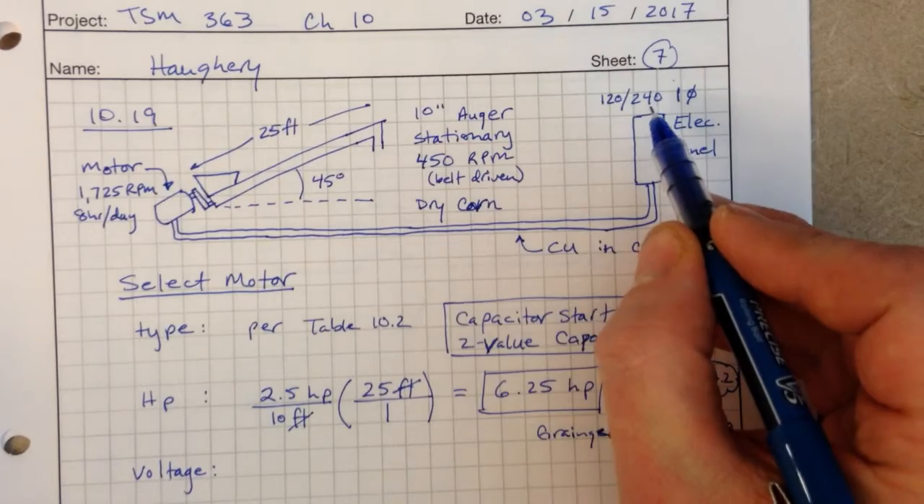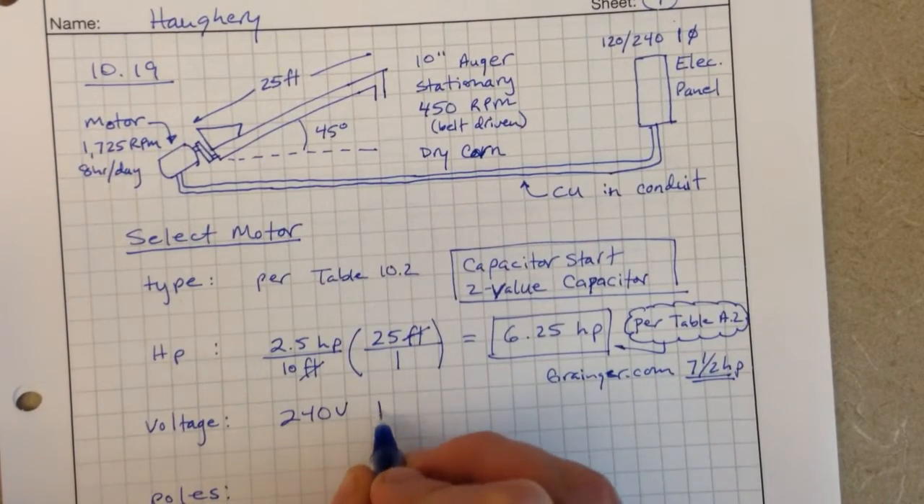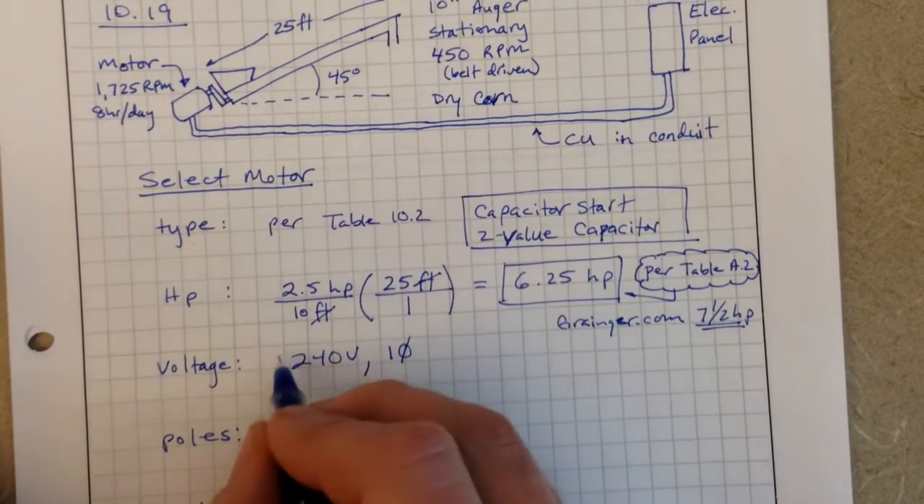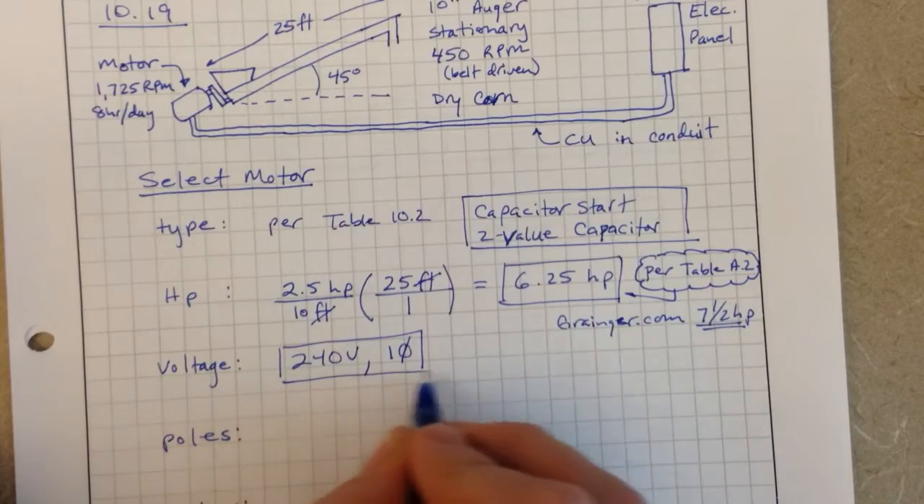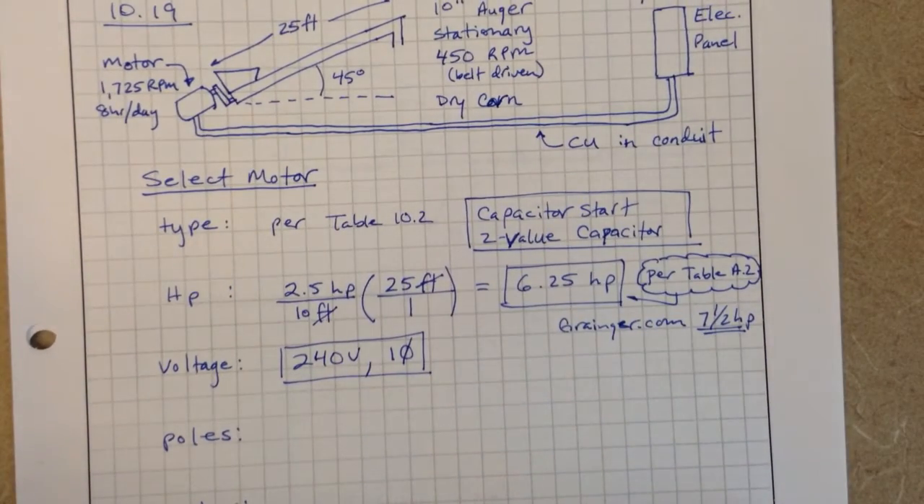I want to crank that voltage up, reduce the amperage, keep the conductor sizes small and cheap. So we're going to go with the 240. Okay, 240 volt single phase system. So when I go to get my motor, I want to look for a 240 single phase motor.